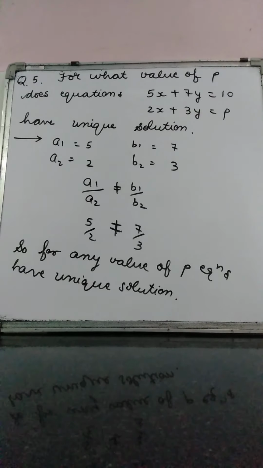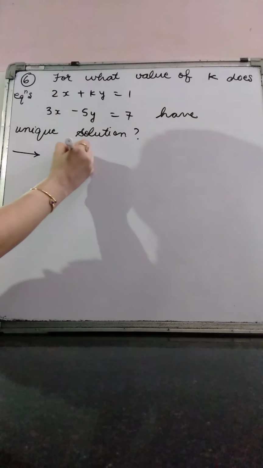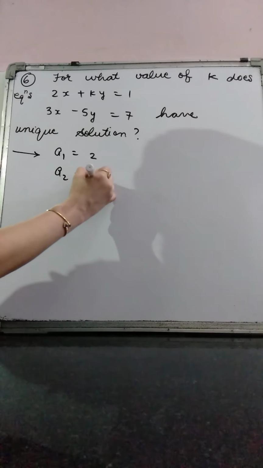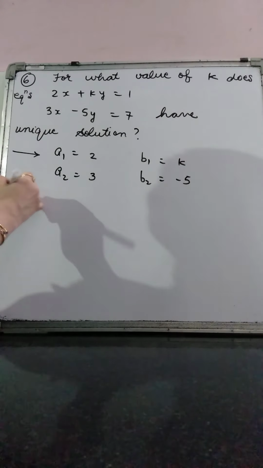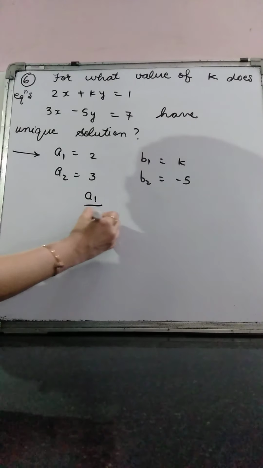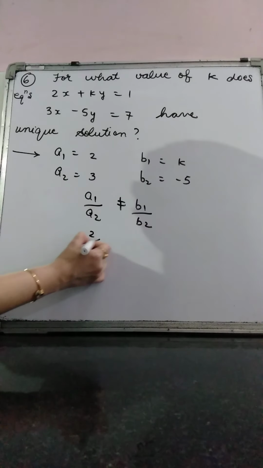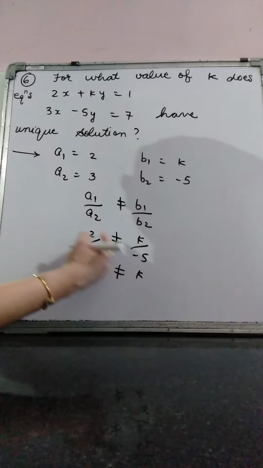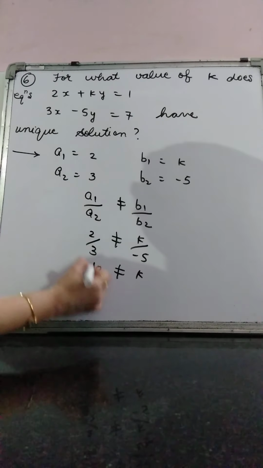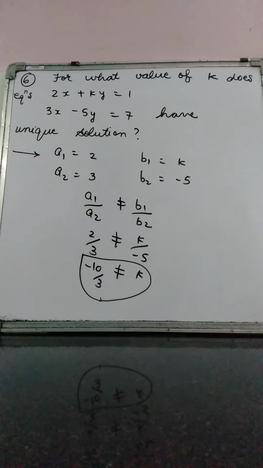For what value of k do these equations have unique solution? Write the values of a1 and a2, that is 2 and 3, b1 and b2, that is k and minus 5. Apply the condition for unique solution, a1 by a2 not equal to b1 by b2. Substitute values. Cross multiply. 2 into minus 5 is minus 10. So the value of k is not equal to minus 10 by 3.